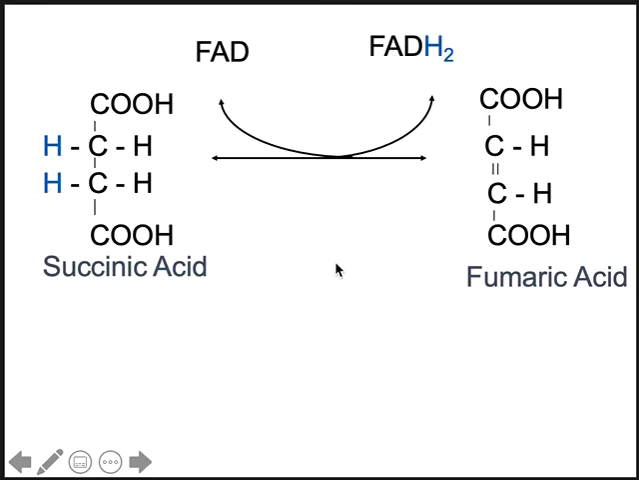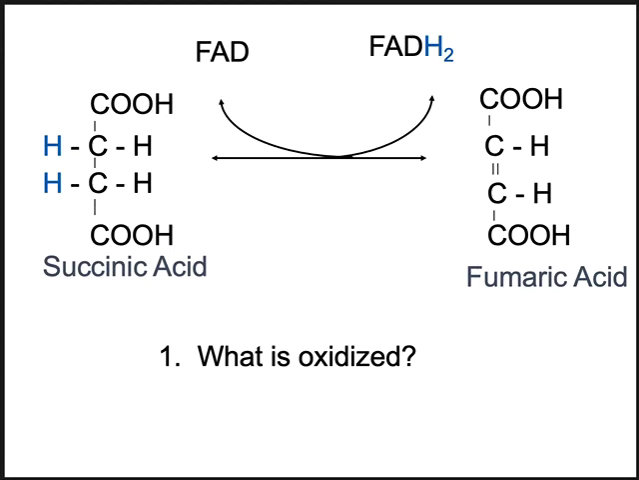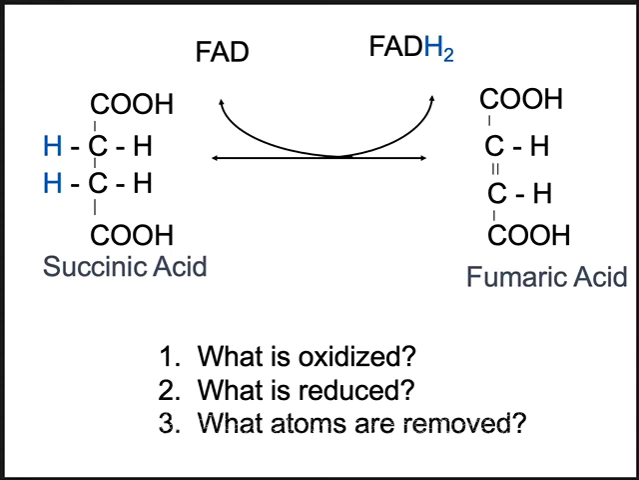This is also important for you to know for your exam. Memorize this, understand it. It'll come up again in the next lecture. So you need to be able to tell me for redox reactions which molecule has been oxidized, which molecule has been reduced, what atoms were removed. So the hydrogen was removed from succinic acid, and it was put onto FAD to become FADH2. And when you took those hydrogen, that produced fumaric acid.